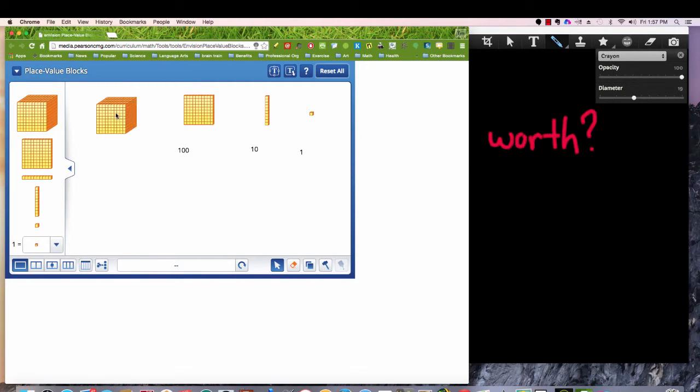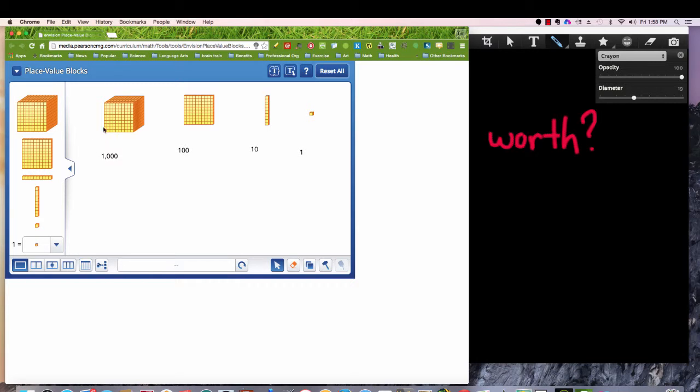And then the last one over here, that as far as we're going to go today, is a box of cubes. And that box of cubes has 1,000 cubes in it. So this is what it would look like. Okay, so we have a value of 1 for 1 cube. We have a value of 10 for 10 cubes. We have a value of 100 for 100 cubes. And in this box of cubes, we have 1,000.